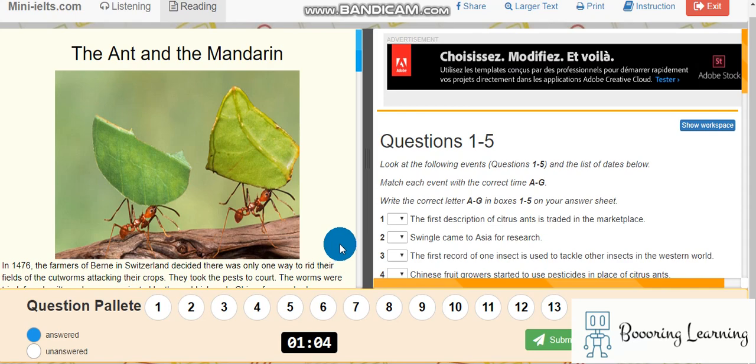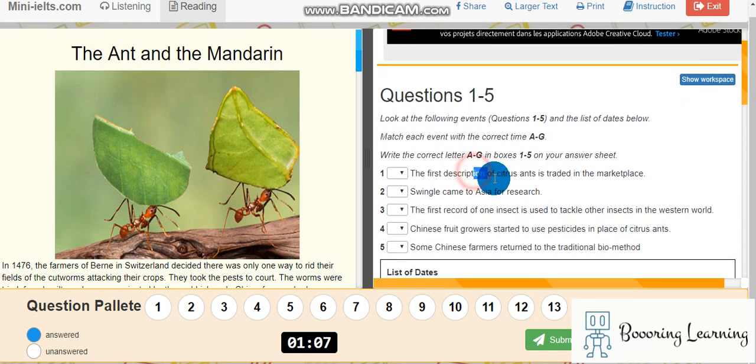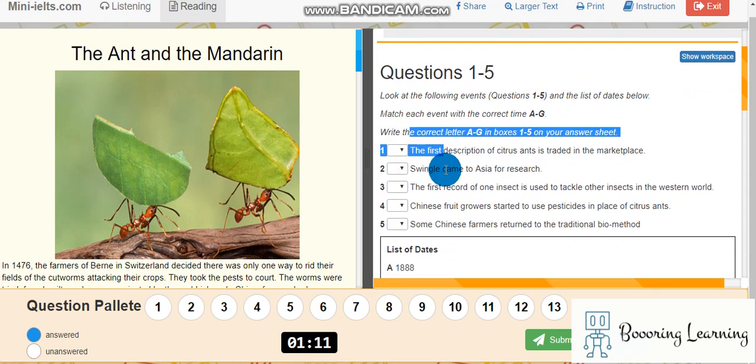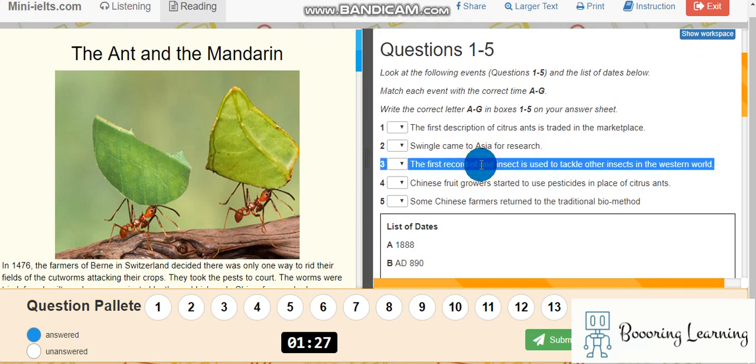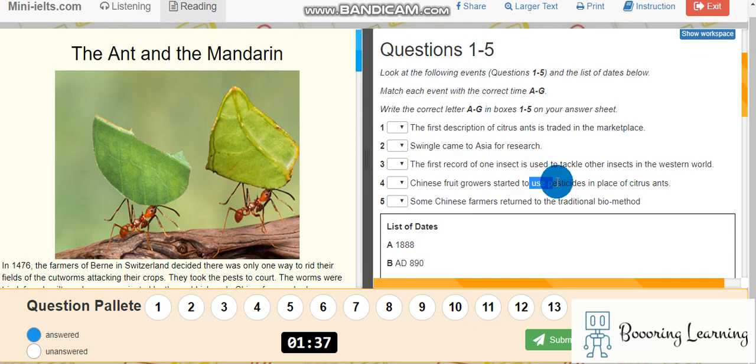The topic is interesting, I have no idea about that. Correct letters A to G in boxes 1 to 5 on your answer sheet. The first description of citrus ants is traded in the marketplace. Came to Asia for research. The first record of one insect is used to tackle other insects in the Western world. Chinese fruit growers started to use pesticides in place of citrus ants. Some Chinese farmers returned to the traditional biomethod. I still have no idea about what's going on.